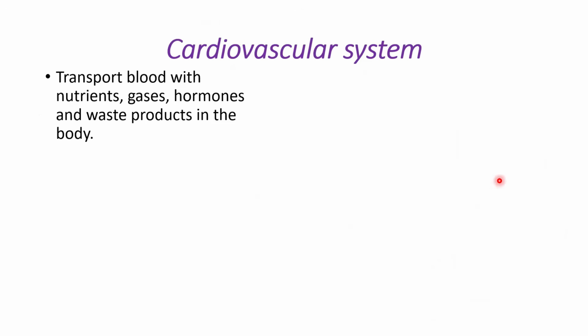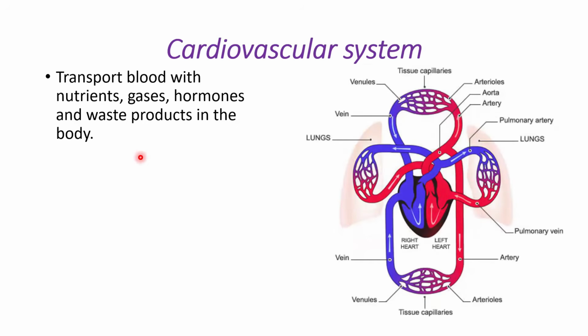The heart, the cardiovascular system, does the function of transporting blood, which contains nutrients, gases, hormones, and waste products in the body. So that blood will be nourishing various organs, the muscles, the visceral organs, as well as removing the waste, as well as transporting hormones to the various target organs.